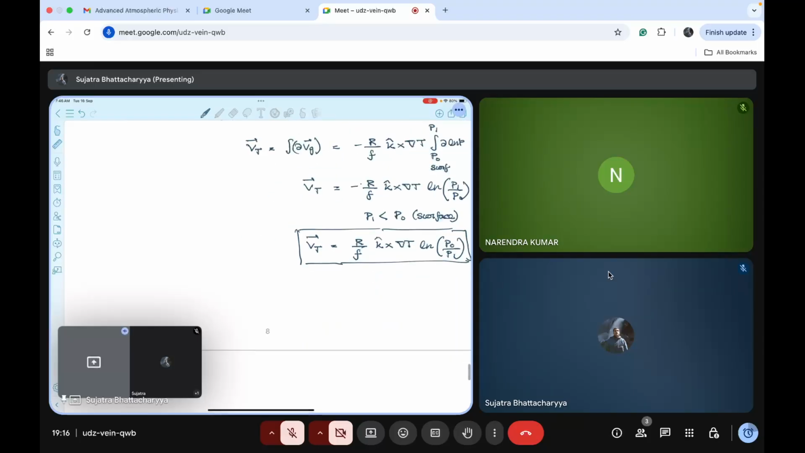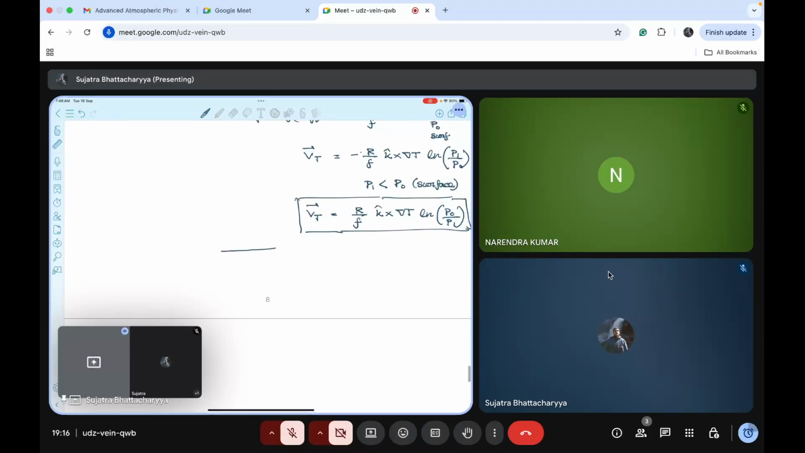So what is happening here from the thermal wind? Suppose you have two isotherms T1 and T2. T1 is less than T2. So where is the gradient? Gradient is always directed from lower value to higher value. This is grad T. K is pointing upward. So k cross grad T will be in this direction. So this is your thermal wind direction. Okay, this is your thermal wind.